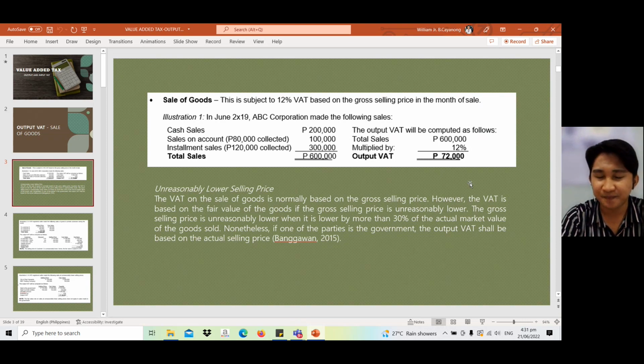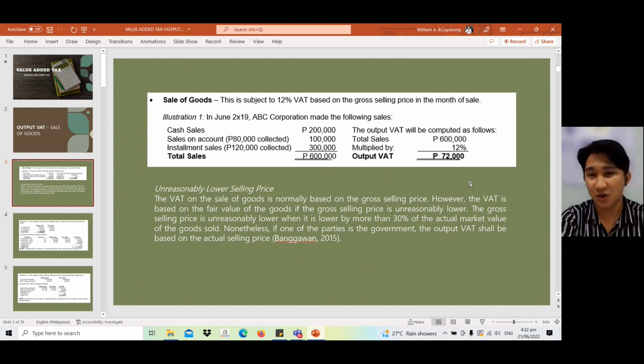Therefore, the gross selling price is unreasonably lower when it is lower by more than 30%. So, if we had a hard time determining ano po ba yung quantification ng unreasonably lower natin, it is if the deficiency is more than 30% of the actual market value of the goods sold. Nonetheless, if one of the parties is the government, the output VAT shall be based on the actual selling price. So meron po tayong guidelines dito. If that is unreasonably lower by more than 30% of the actual market value, fair market value po ang gagamitin natin on the selling price. But if the customer is a government, then actual selling price po ang gagamitin natin kahit pa yan is unreasonably lower.